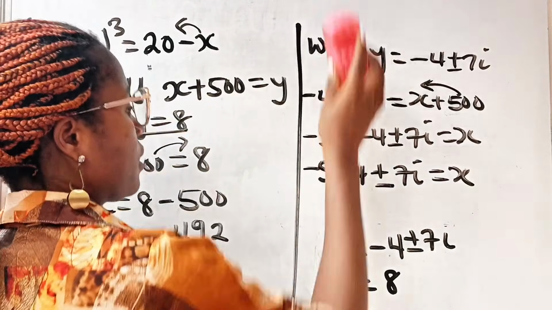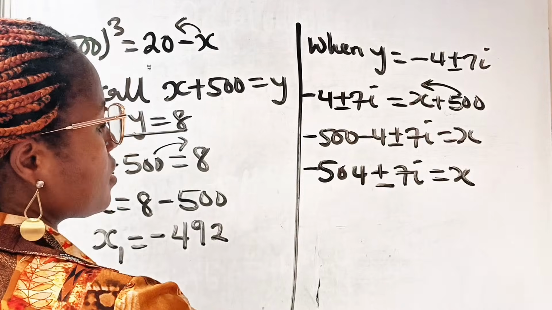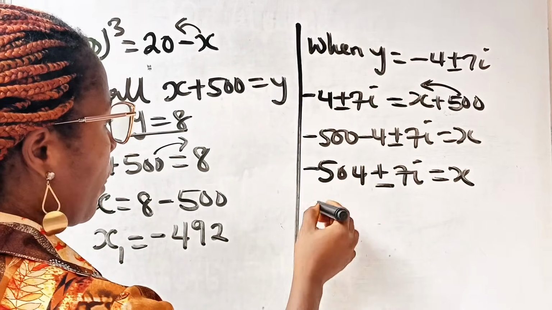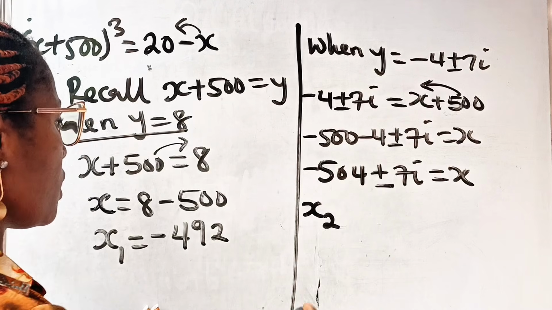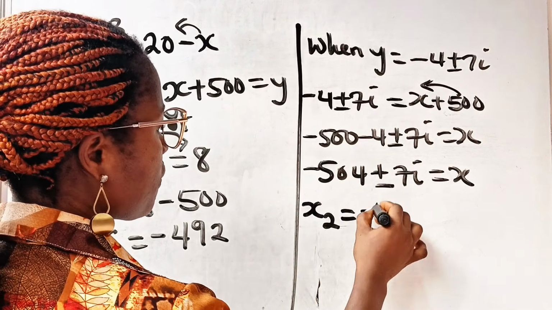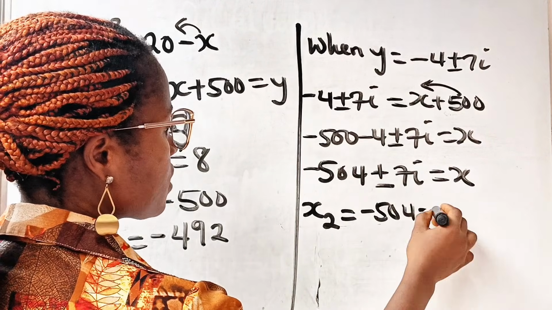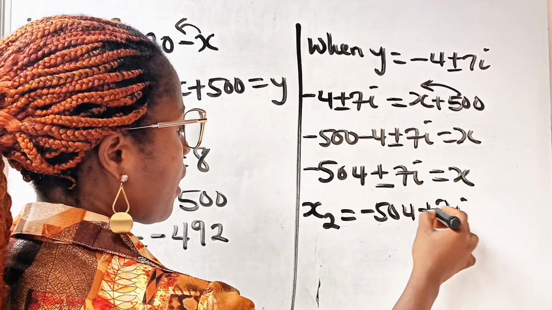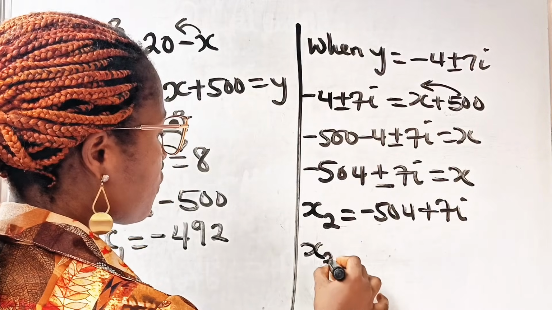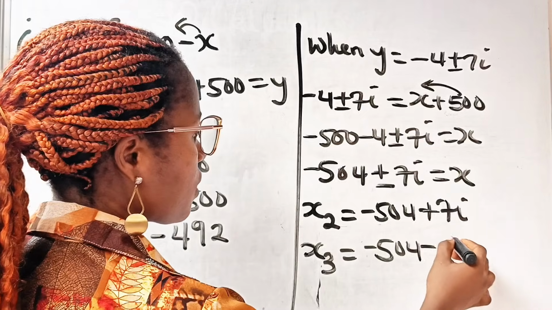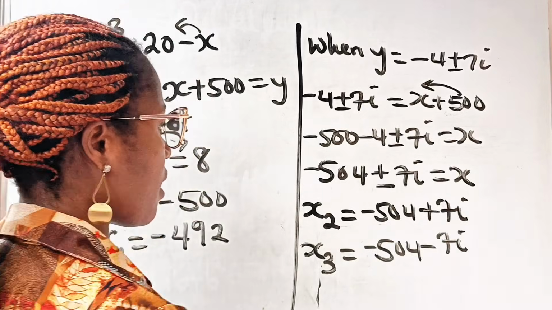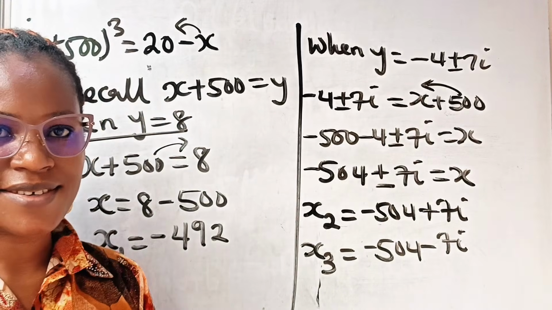So that simply means that the second value of x, we've gotten the first one, is equal to negative 504 plus 7i, and the third value of x is negative 504 minus 7i, and that's the answer.